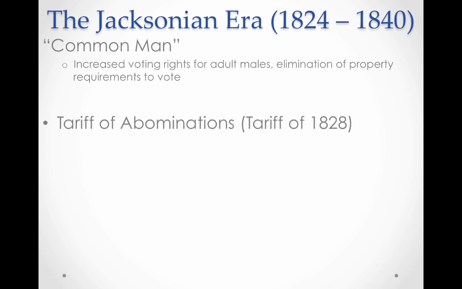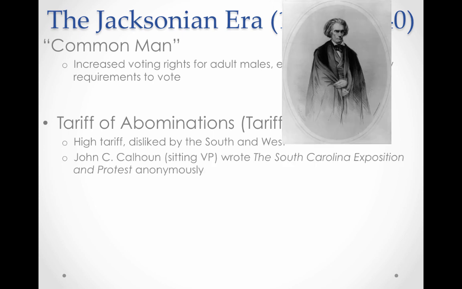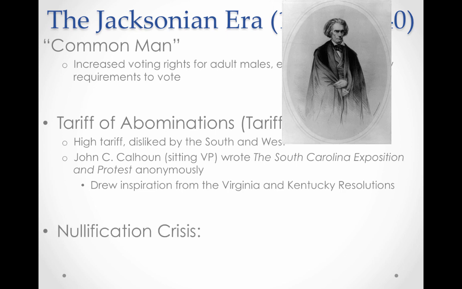In 1828, we have the Tariff of 1828, also known as the Tariff of Abominations. This was a very high tariff. It was disliked by the South and the West because they were not manufacturing any goods. And John C. Calhoun wrote something called the South Carolina Exposition and Protest, and he encouraged states to nullify the Tariff of Abominations. Basically, he's stealing a page from the Virginia and Kentucky Resolutions.